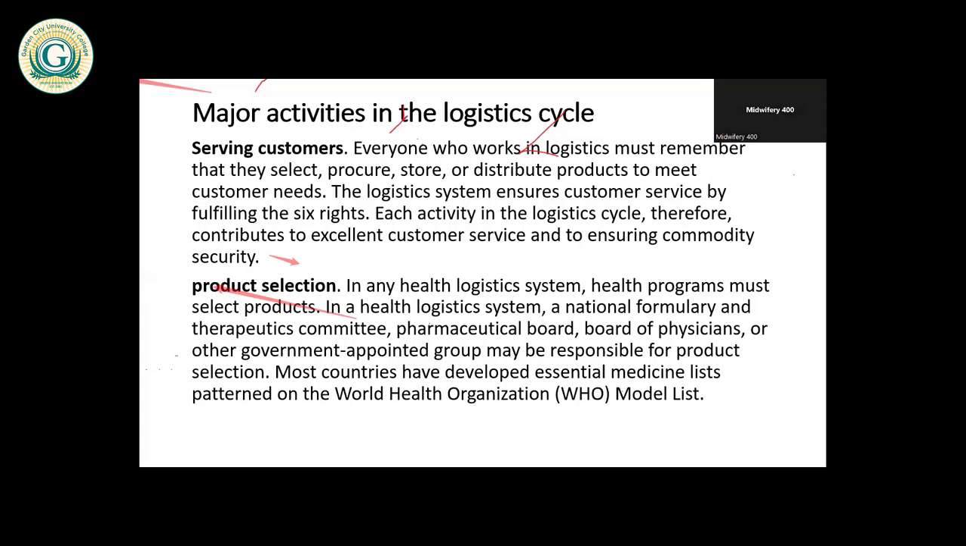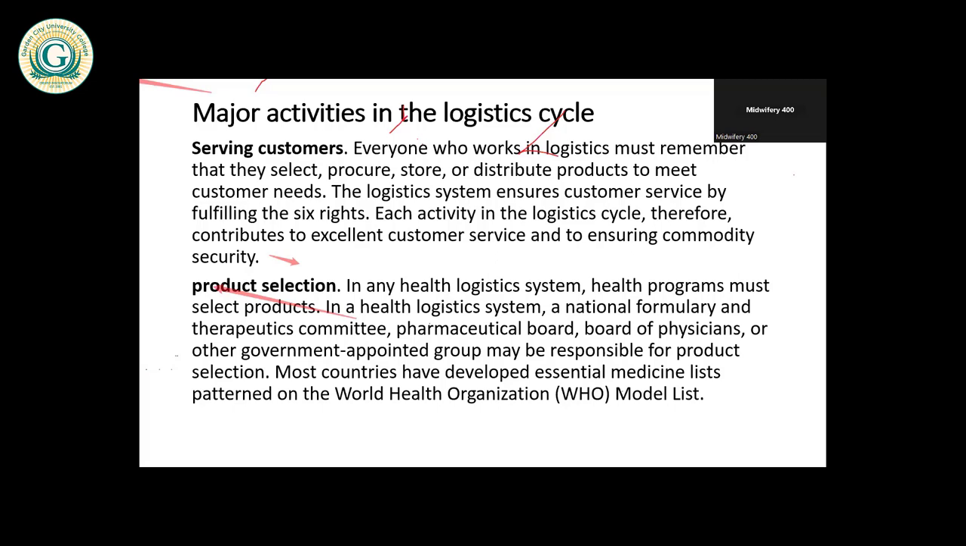So it is the products that have been selected by a team of experts, clinicians. We can talk about the Pharmaceutical Council in Ghana. They will bring their representative. Sometimes the nurses and midwives too. They select people from all these professional bodies to come together to decide on the product. Most countries have developed an essential medicine list patterned on the World Health Organization model list. So for most countries, you also use the WHO's model list.